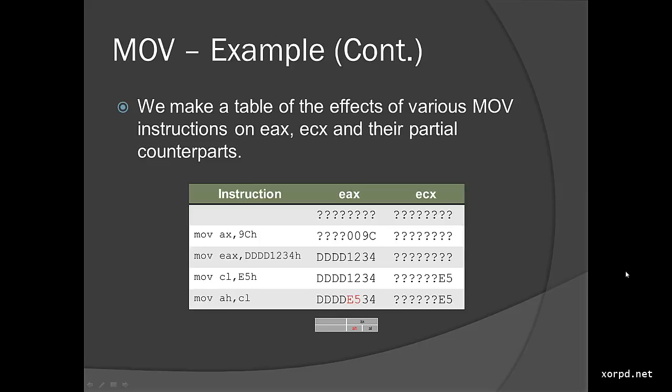Just to be reminded, this part, E5, is actually AH. This is the picture that we used to have about what EAX consists of. Half of EAX is AX, the lowest 16 bits, and AX itself is made of 16 bits, which are separated to 8 and 8. 8 bits go for AH and 8 bits for AL. So this part, E5, is exactly AH. When we moved CL into AH, we copied this value, E5, into here, instead of 12.